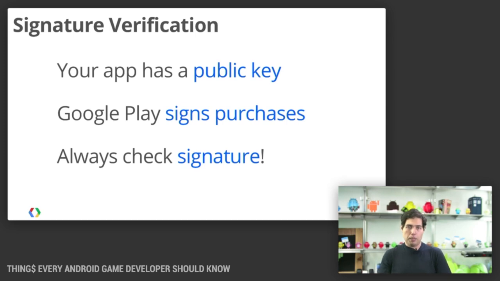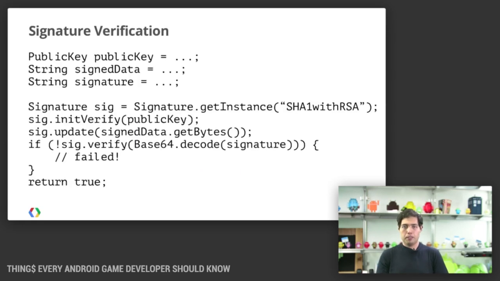So speaking about signatures, what is signature verification? Well, every application has a private key and a public key. The private key is known only to Google, and the public key is known to you. Every time we send a purchase response, we sign that purchase with the private key, and then you can verify that signature with the public key. So this means that nobody else outside of Google can actually send you a correctly signed purchase. So if you check that, you can be reasonably sure that the purchase is legitimate.